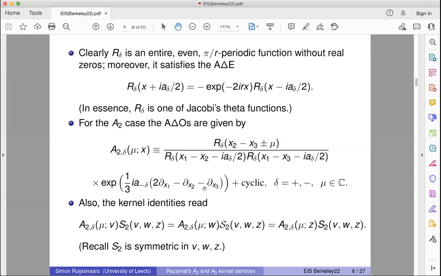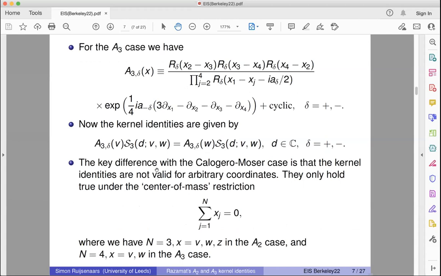So these are the kernel identities, but there are three of them because we have this symmetry between V, W, and Z. And the key point is now, as I already mentioned, that this is not valid unless you have this sum restriction, this center of mass restriction. The same is true for the A3 case.